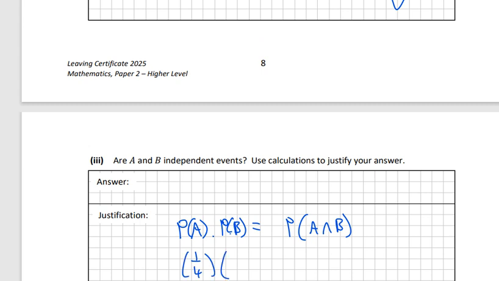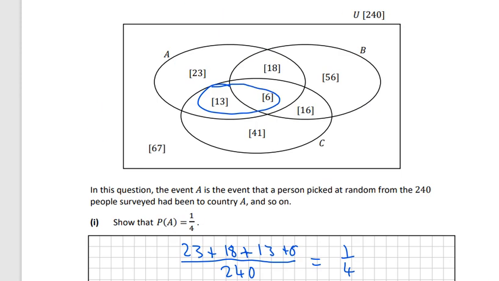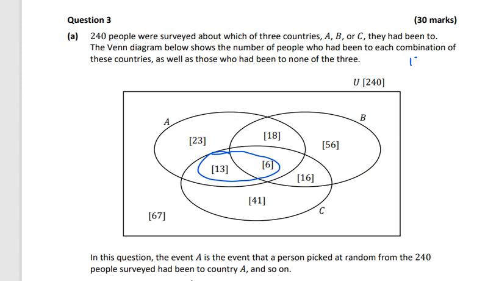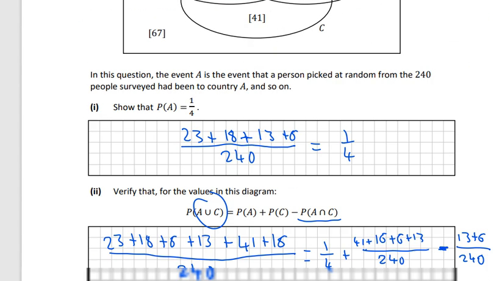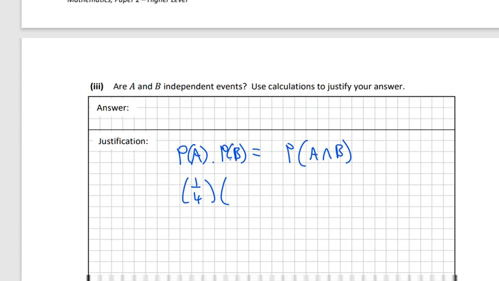Probability of B is, well, we have to add up all the B's together. So that's 18 plus 56 plus 6 plus 16 all over 240. And that actually gives us 2 over 5 in the calculator. So if we do a quarter multiplied by 2/5, that will give us 2 over 20, which is the same as 1 over 10.